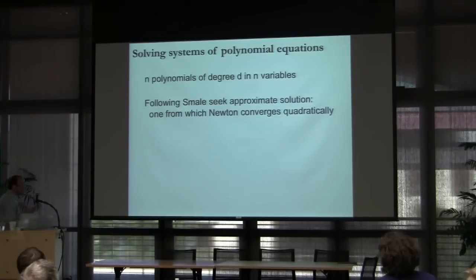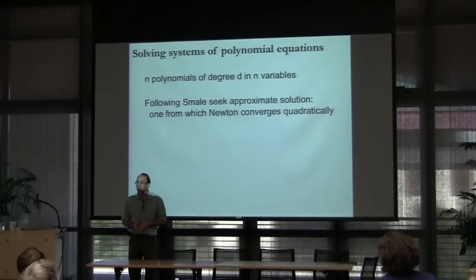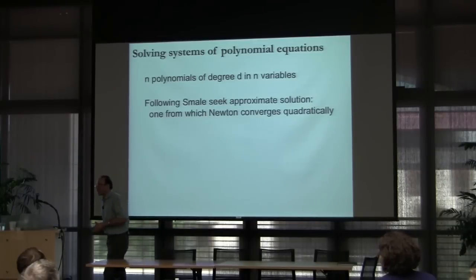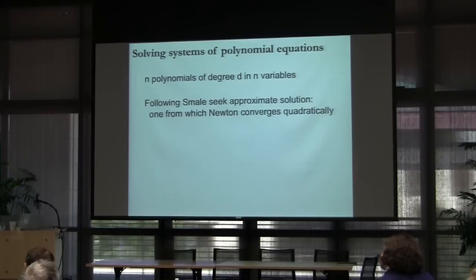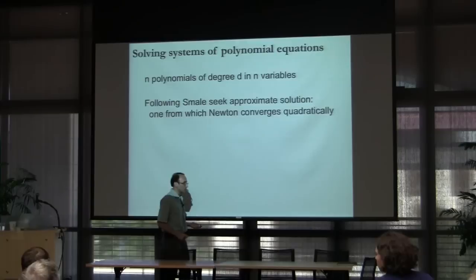OK, to finish, I want to talk about solving systems of polynomial equations. So think of having n polynomials and n variables. If you have n equations and n variables, you expect solutions. You expect more than one solution. If they were linear, you get one solution. If they're polynomial equations in degree d, you can get many solutions. And they're not even rational numbers. So what do you mean by a solution?